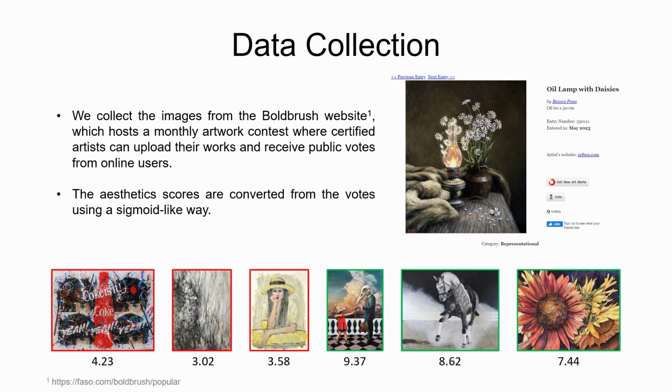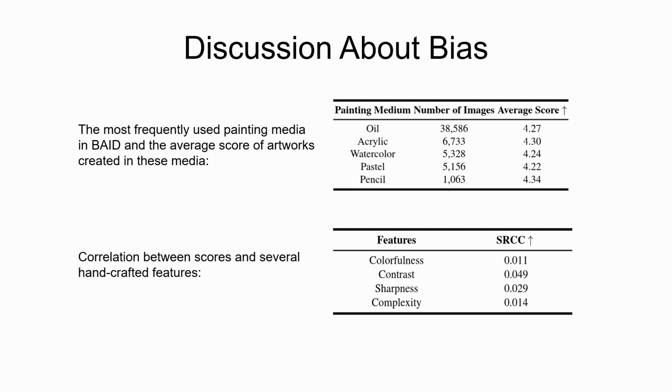We adopt the average number of votes of the month as a varying criteria and a sigmoid-like function to generate the scores. The generation of the score annotations in BADE is based on votes, which makes it hard to filter out unreasonable labels. To eliminate the concern about bias, we calculate the most frequently used painting medium and the average scores of the artworks created using the specific medium in BADE.